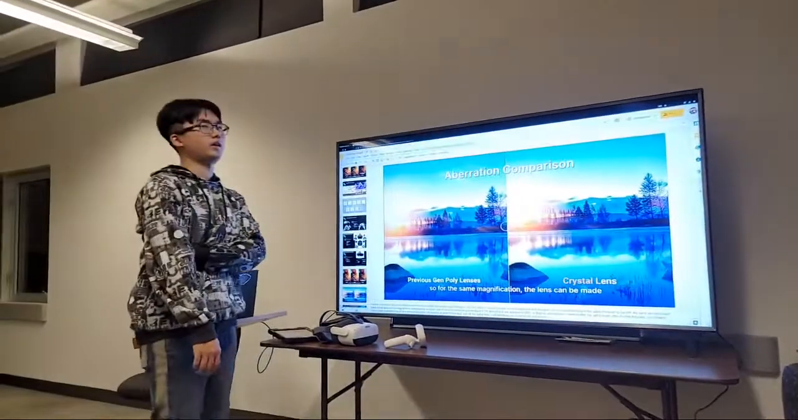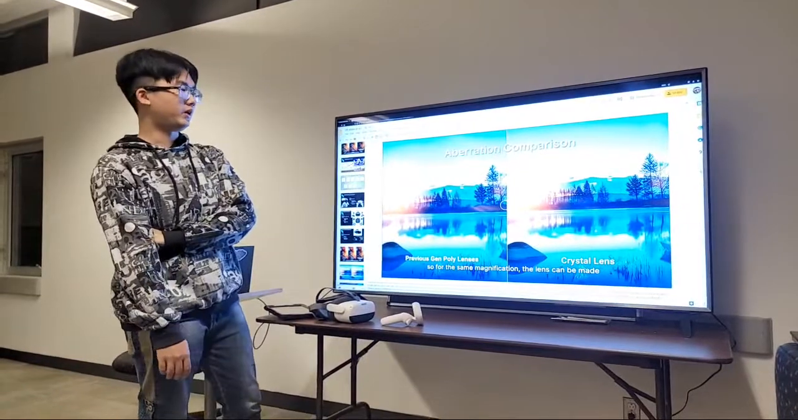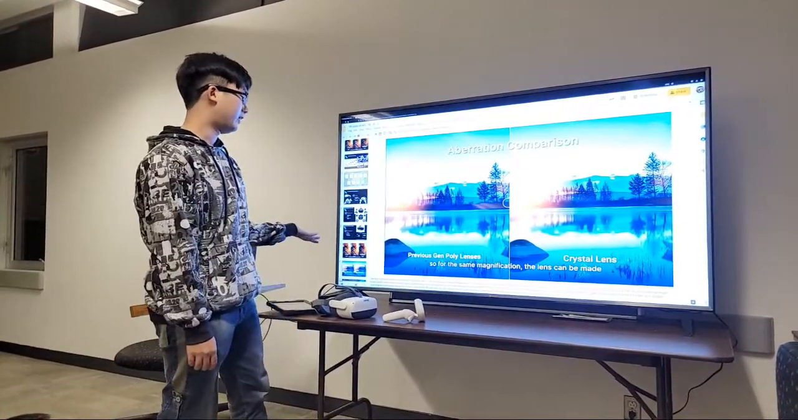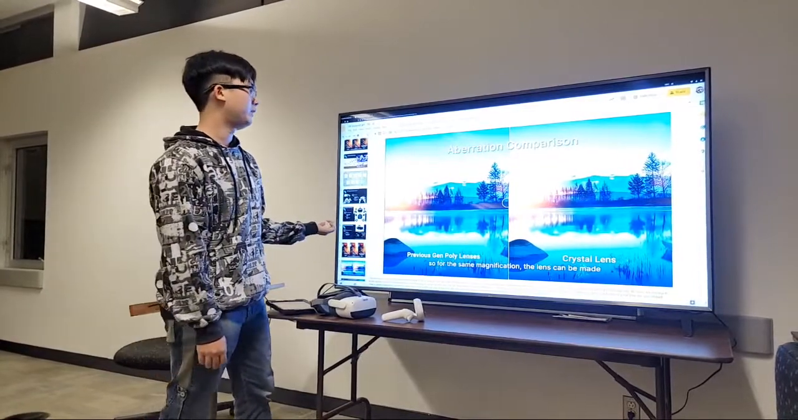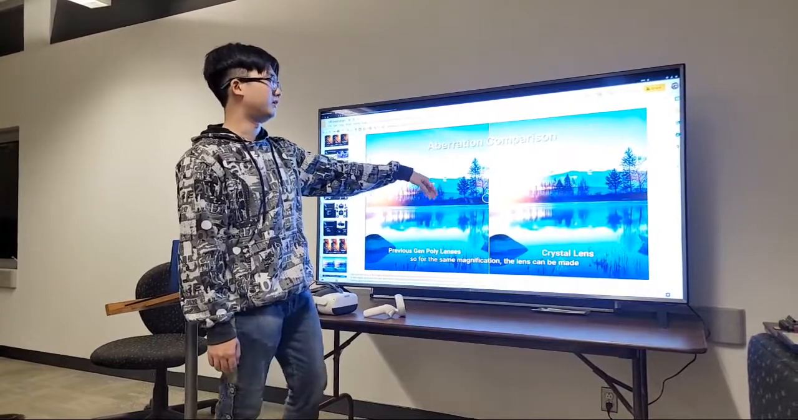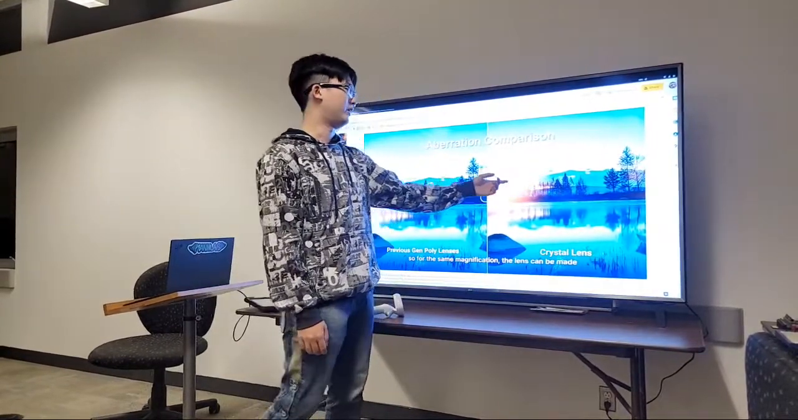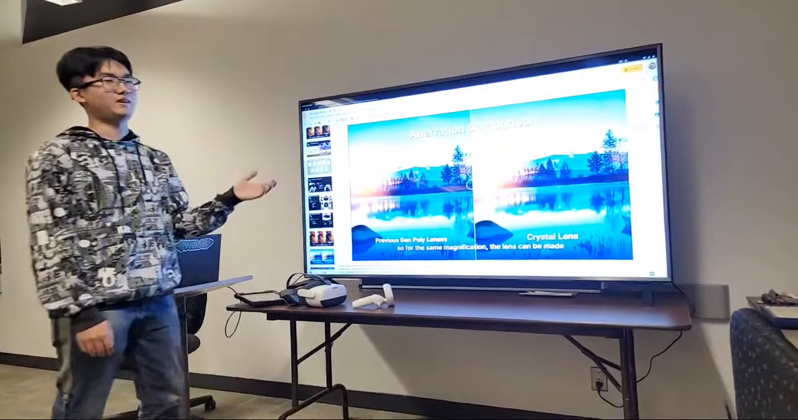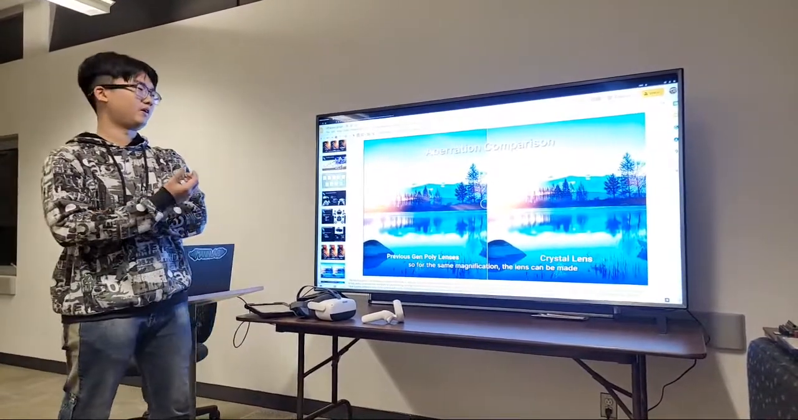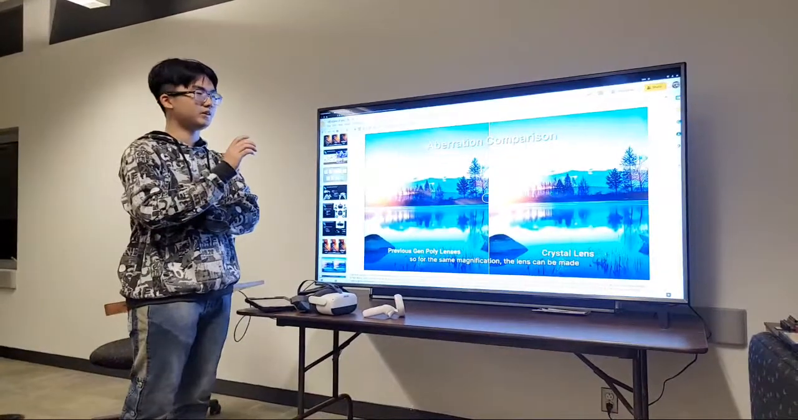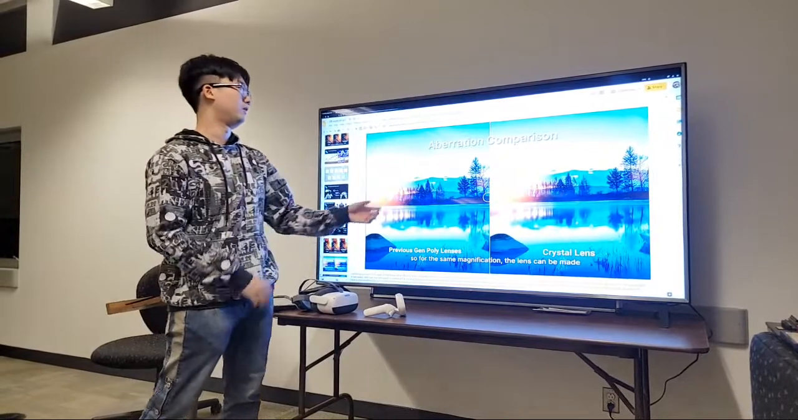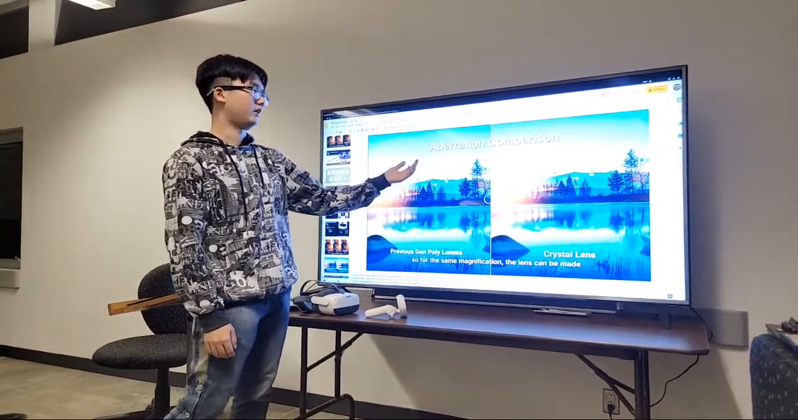And this is also a comparison between Pimax Crystal and a current VR headset like Quest 2. As you can see, this image is a little blurry, and this image is very clear. It's because state-of-the-art VR technology implements new display lenses. This lens allows the VR headset to have a much clearer image display.